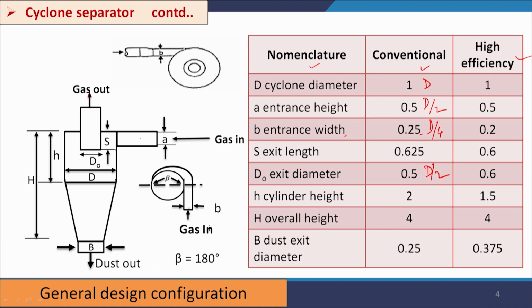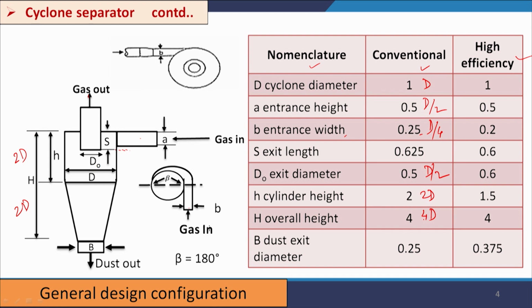So, this difference will be equal to D by 8, and total S is equal to 0.625. Okay. Now, H is the cylindrical height. So, the cylindrical portion height is 2 D, and H is the overall height, which is equal to 4 D. So, we can say this part is also 2 D and this is 2 D. So, total is 4 D.